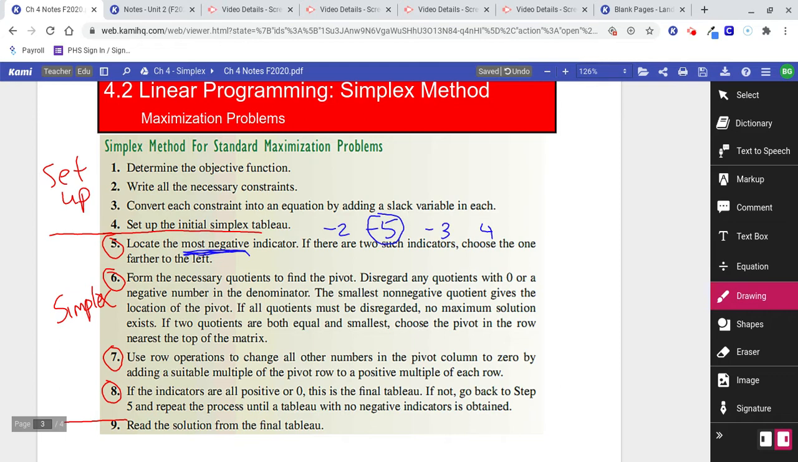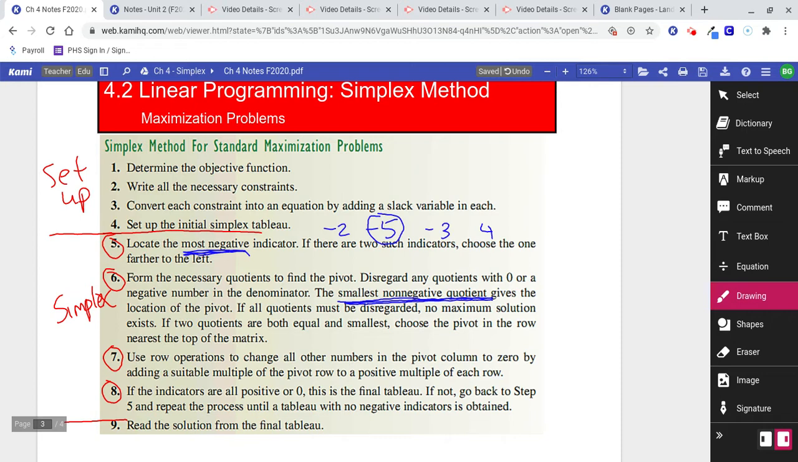Step 6 says form the necessary quotients. I'll show you that later. Disregard quotients with 0 or a negative in the denominator. The smallest non-negative quotient gives the location of the pivot. So you're going to have to find the pivot element. That's the last 2 questions in your first homework assignment. Again, if there's a tie, pick the one nearest the top.